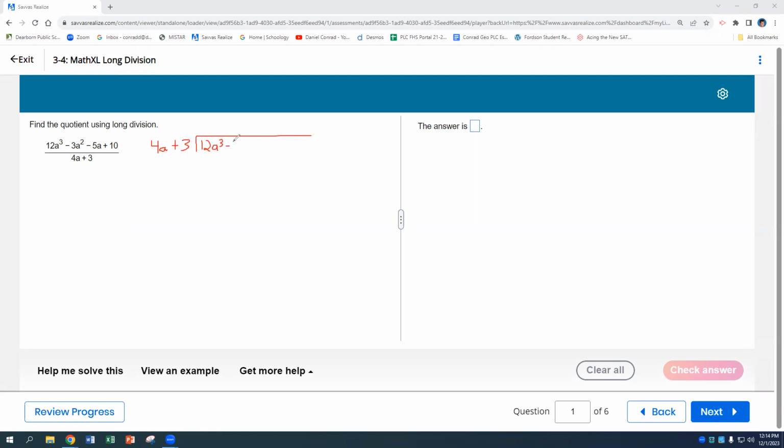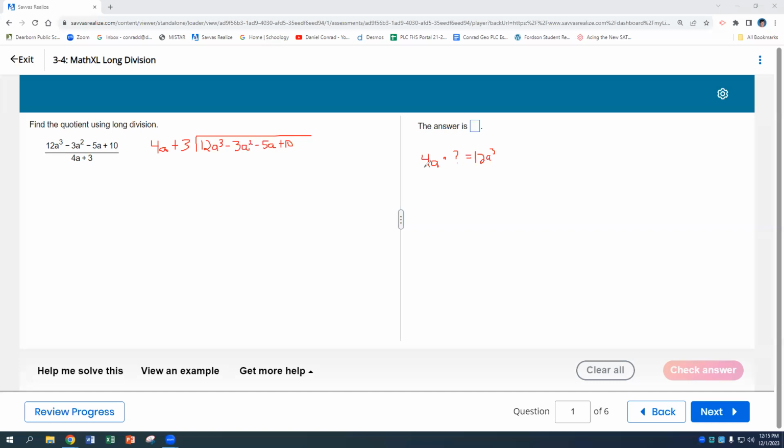minus 3a squared minus 5a plus 10. All right, so we want to figure out how many times 4a goes into 12a to the third. So we need to figure out 4a times what expression is going to give us 12a to the third.